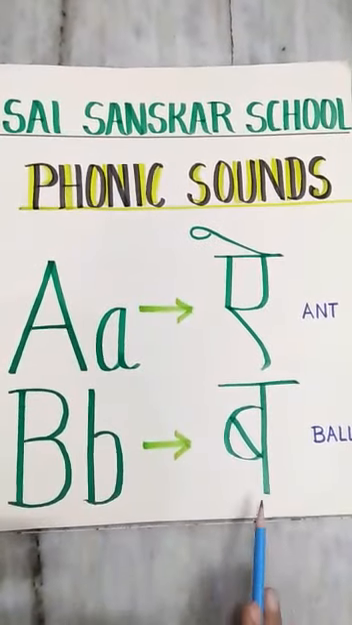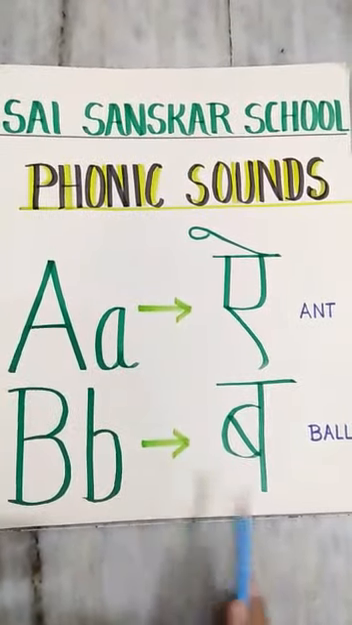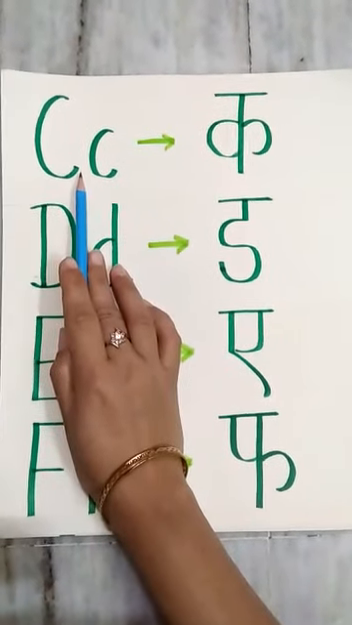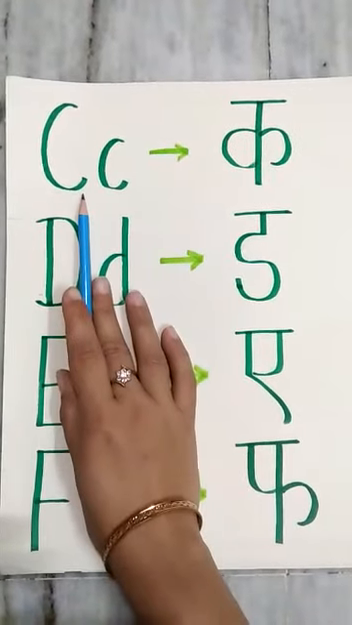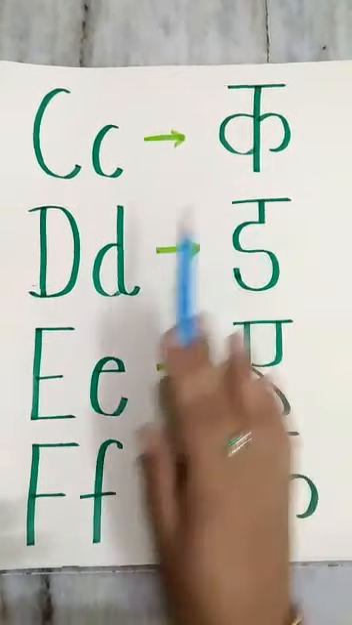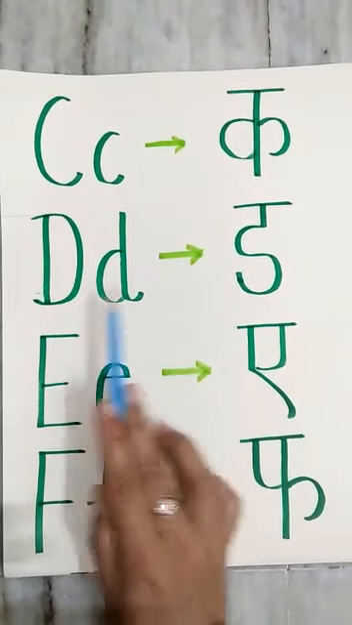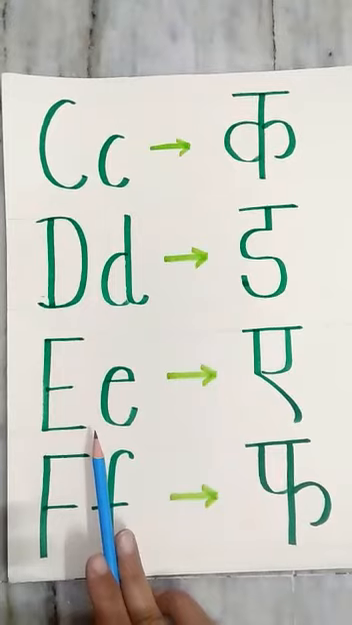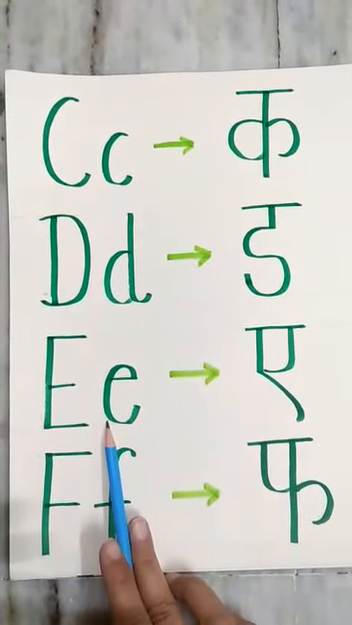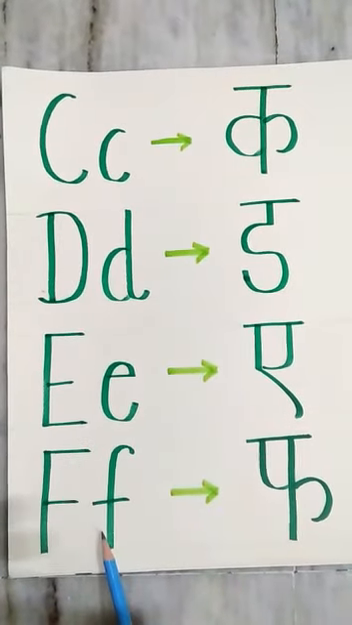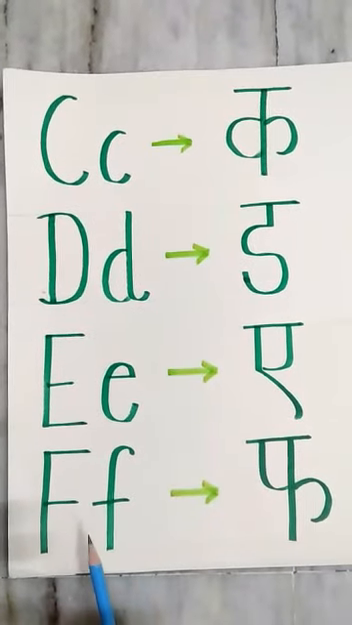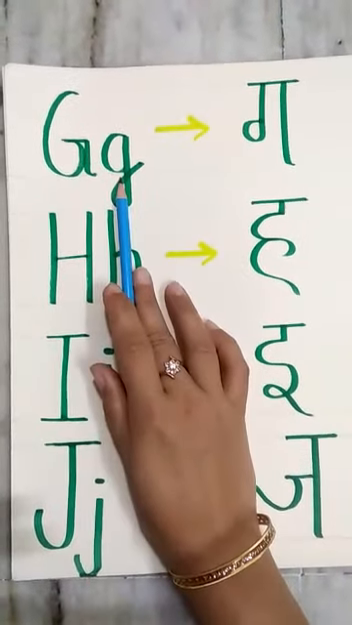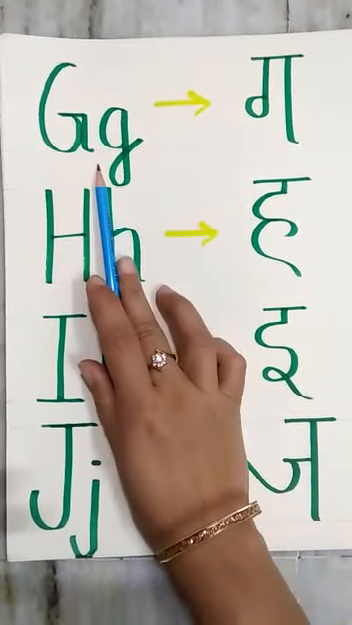B sounds b. C sounds k. Come and say with me. D sounds d. E sounds eh. F sounds f. G sounds g.